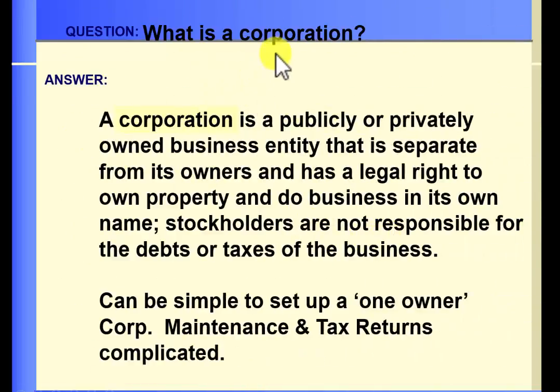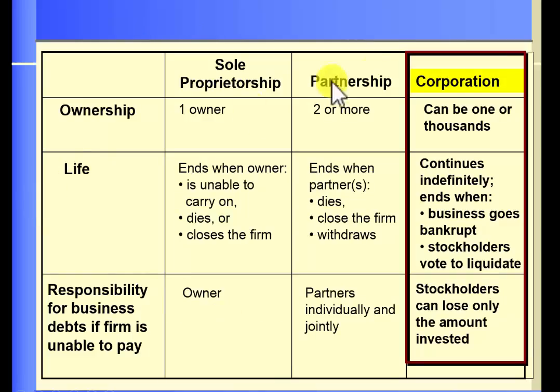Now the next one is corporation. A corporation is a publicly or privately owned business entity that is separate from its owners and has a legal right to own property and to do business in its own name. Stockholders are not responsible for the debts or the taxes of the business. Now, a corporation can be simple to set up, one owner corporation. But doing the tax returns and maintaining the accounting for a corporation is more complicated, and you're going to have a CPA to do those corporate tax returns. Okay, so here we go.